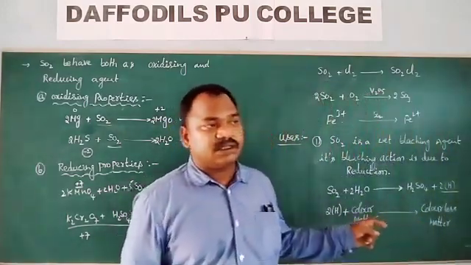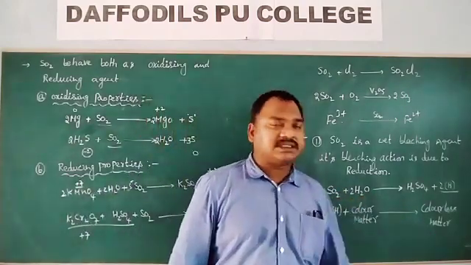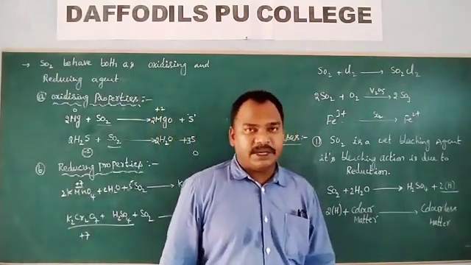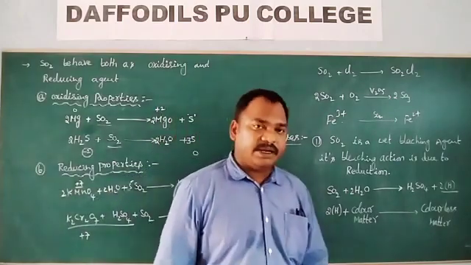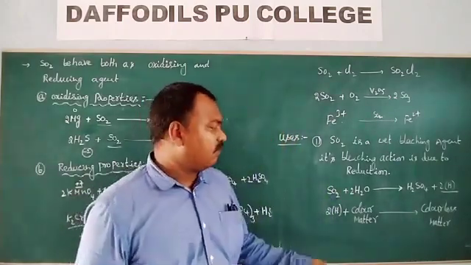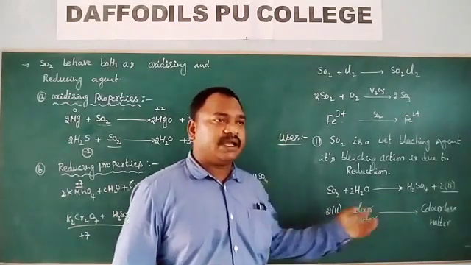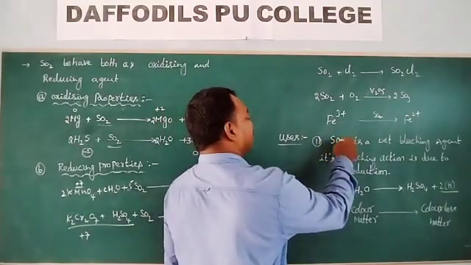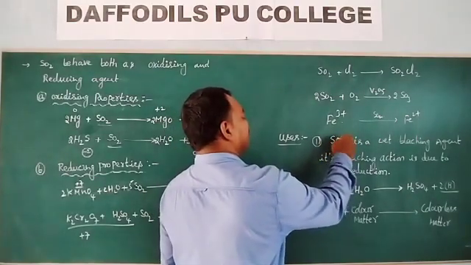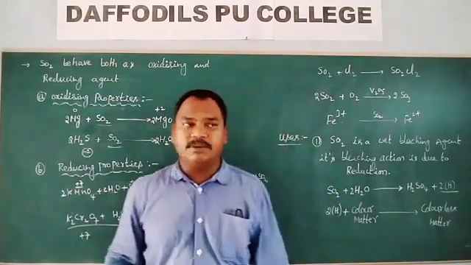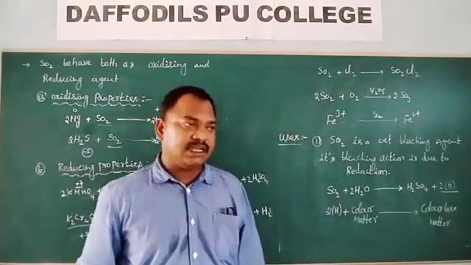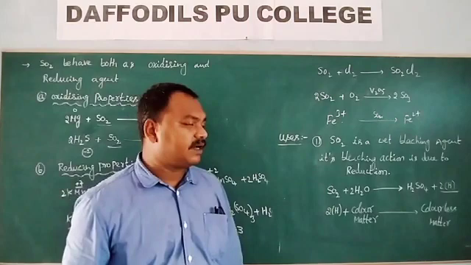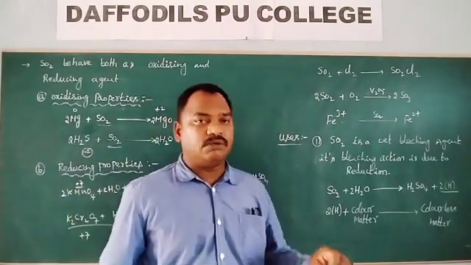Again, you have to remember this bleaching action of sulfur dioxide is temporary, it is not permanent. If you do the oxidation process, you will get the color again. This bleaching action of sulfur dioxide is used in the bleaching of wool, silk, straws, all those things.